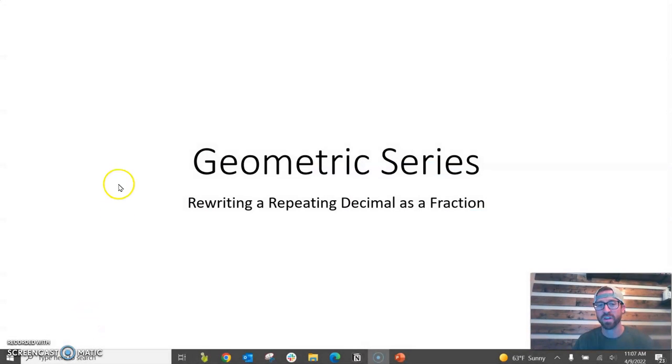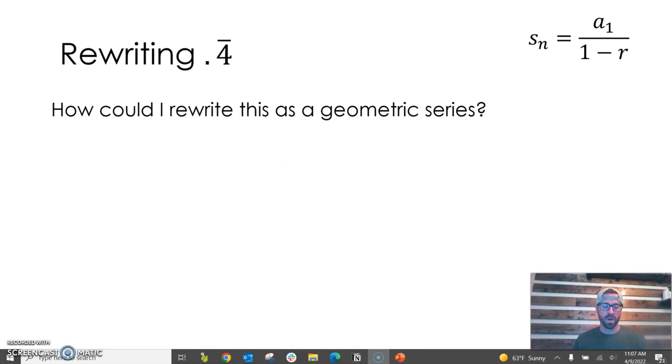Hey folks, in this short video we're going to use our knowledge of geometric series to write a repeating decimal as a fraction. So you may have noticed the pattern whenever you type numbers into the calculator. If you type 4/9 into the calculator, it's 0.4 repeating. If you type 7/9 into the calculator, it's 0.7 repeating.